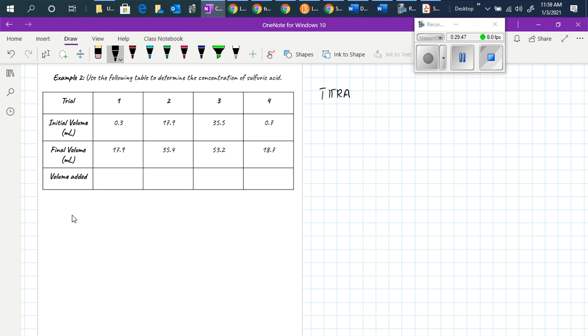titration of 12 milliliters of sulfuric acid with 0.75 molarity of lithium hydroxide. Okay, so we have those as the volume added here. Now let's start with the reaction.